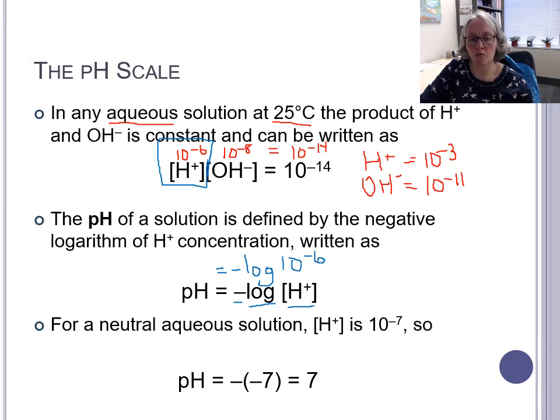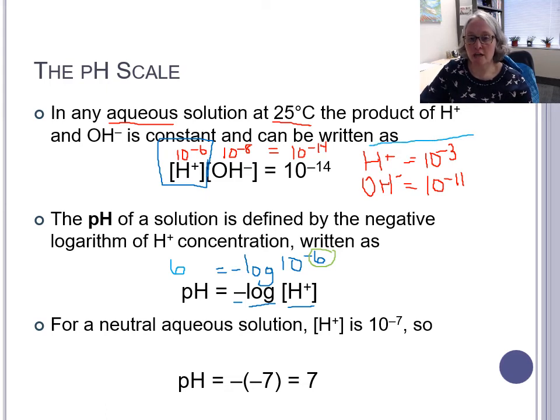I'm trying to figure out what the pH of this thing is, where my hydrogen ion concentration was 10 to the negative 6th. Your answer is quite wonderful. Your answer is your exponent. What is the inverse log of 10 to the negative 6th? The answer is 6.